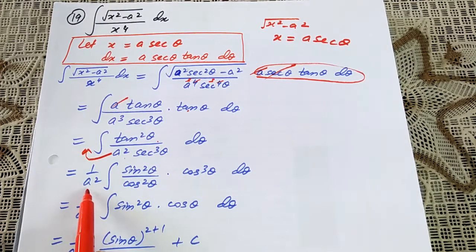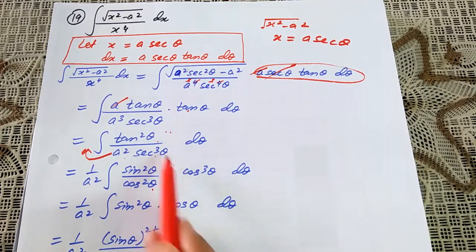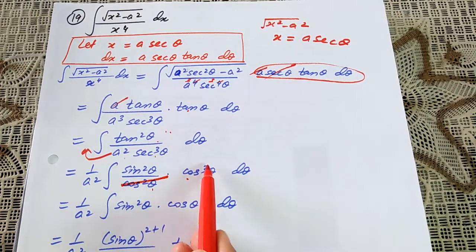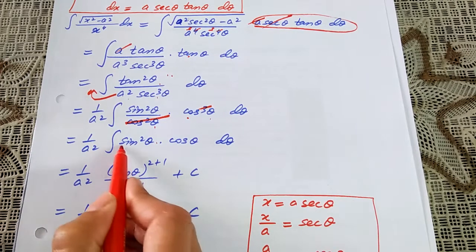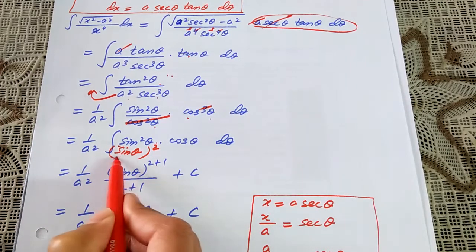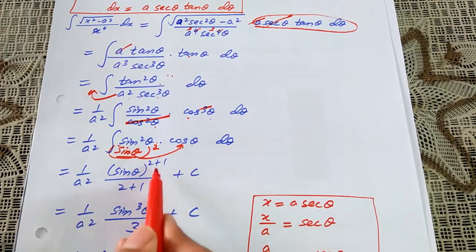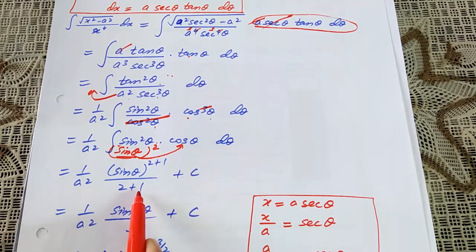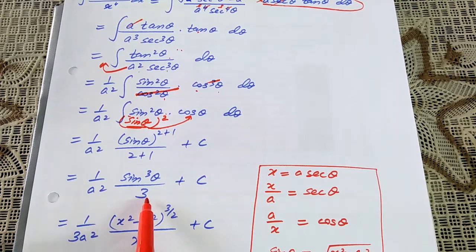Take this constant outside. Tangent square of theta can be written as sine square theta over cos square theta. 1 over secant cube of theta will be cos cube of theta. This will be cancelled with this one. We will be left behind with sine square of theta cos theta d theta. Now you see, if I just write it like this, sine theta whole square, this function has the derivative present here. So I can add 1 in the power and divide with it as well. So I will get 1 over a square sine cube of theta over 3.